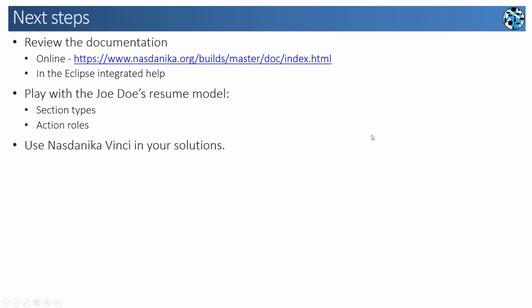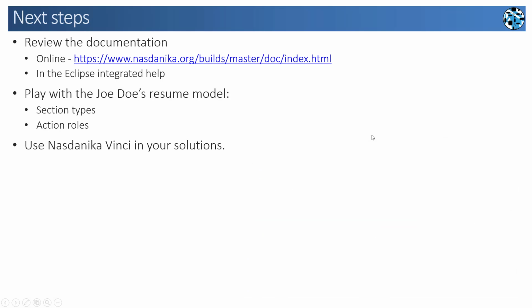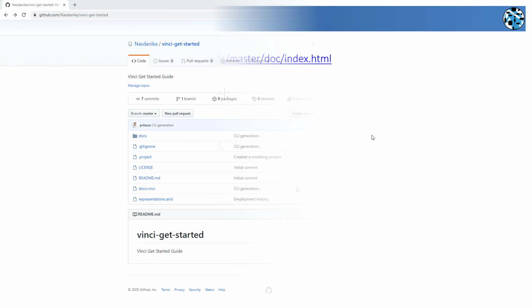The next step after getting familiar with the documentation is to install the Nasdanika Tools suite, download the resume project and play with it. For example, explore how different roles and section styles work. You can download sources of the Get Started project from the Nasdanika site. You can also download them from GitHub. You can even download it at a specific stage of development by using the corresponding commit.